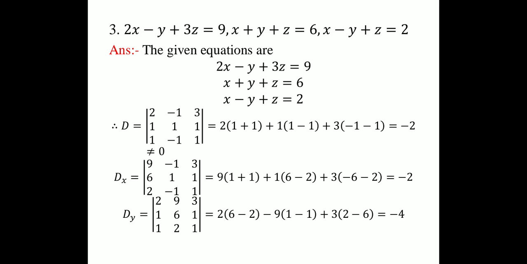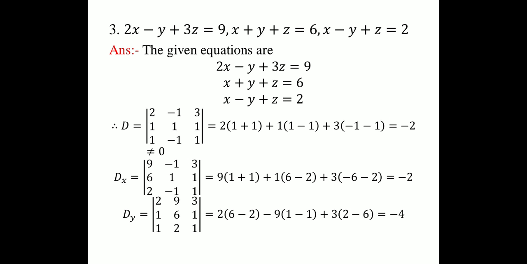Okay, rewrite the equations. 2x minus y plus 3z is equal to 9. x plus y plus z is equal to 6. x minus y plus z is equal to 2. Find out the d. Our first step is to find out the d. D, that means the coefficients of x, y and z. That is the determinant of 2, minus 1, 3, 1, 1, 1, 1, minus 1, 1, which is equal to 2 into, deleting first row first column, taking the determinant of the remaining elements, that is the determinant of 1, 1, minus 1, 1, that is 1 plus 1.